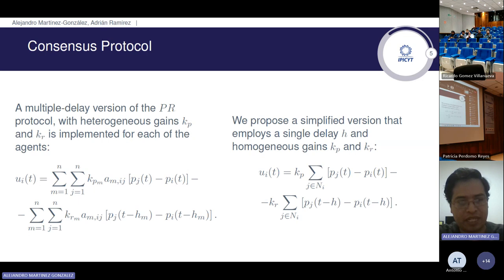So we have the dynamics and the topology. Now we discuss the consensus protocol. On the left, we have a multiple delay version of a PR protocol, proportional retarded protocol.